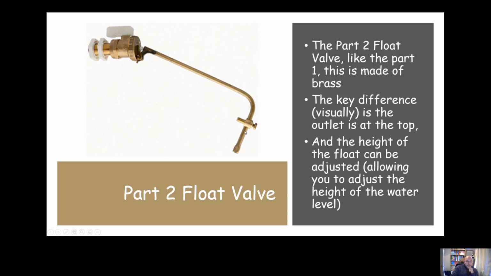Yeah, and interestingly, the Part 1 float valve doesn't have any built-in means of adjusting the water level, whereas the Part 2 float valve has a means of adjustment. The float valve would be fitted on this part here. You can see these threads here that I'm pointing at with my mouse, and this has got a little grub screw on it that you can, once you've screwed on the float valve, move the height of the float up and down along this riser. Okay.